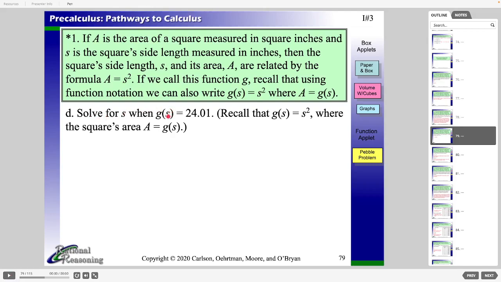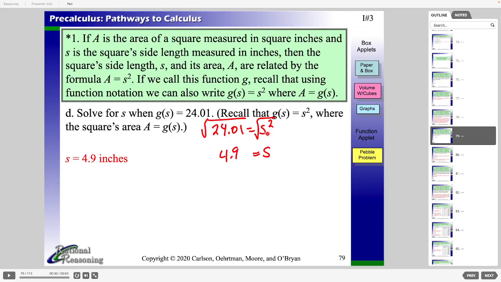So now we're going to be asked to solve, if you remember, I think they had this one earlier, what would the side length be at 24.01? So we'll kind of step through this. If you solve it, you're going to get 24.01 equals S squared. So we take the square root of both sides, and you'll get S is equal to 4.9.